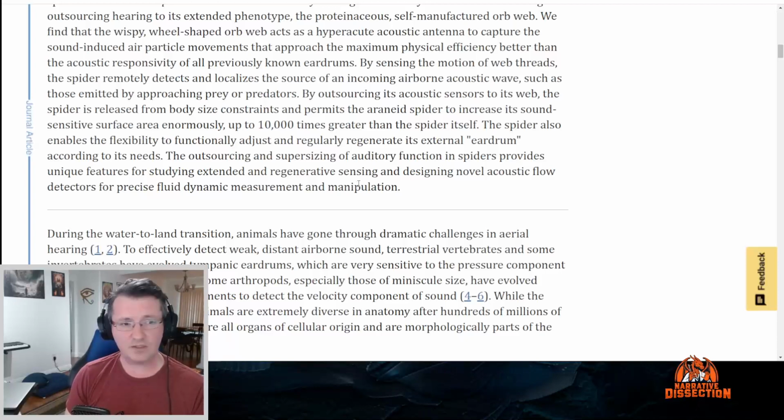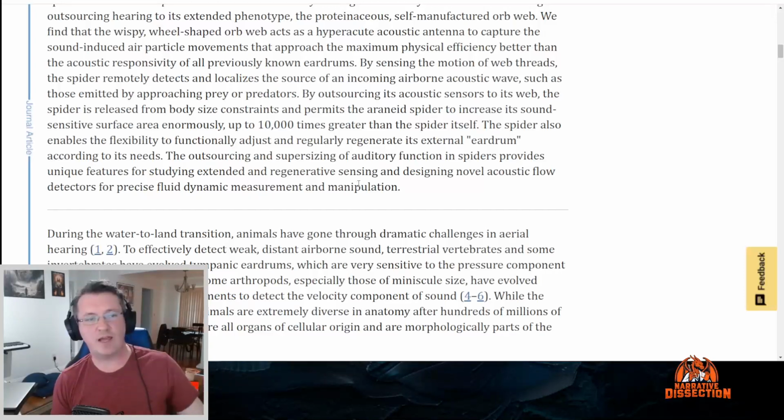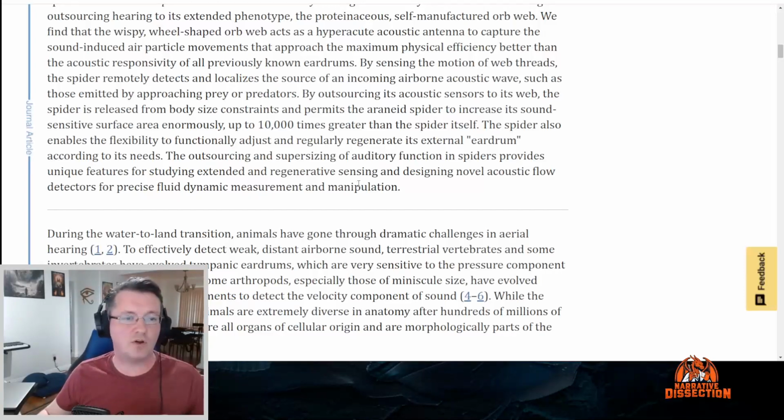The spider also enables the flexibility to functionally adjust and regularly regenerate external eardrum according to its needs. The outsourcing and supersizing of auditory functions in spiders provides unique features for studying extended and regenerative sensing and designing novel acoustic flow detectors for precise fluid dynamic measurements and manipulation.